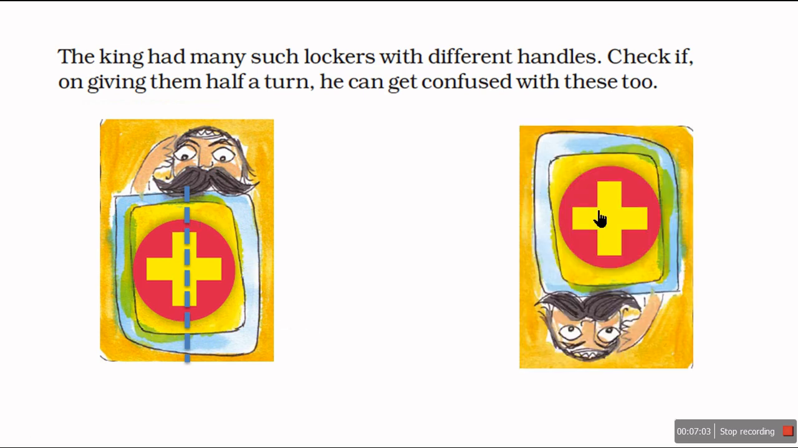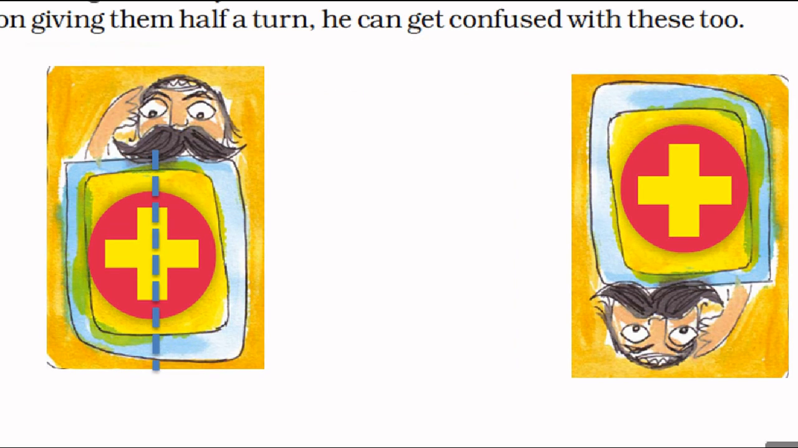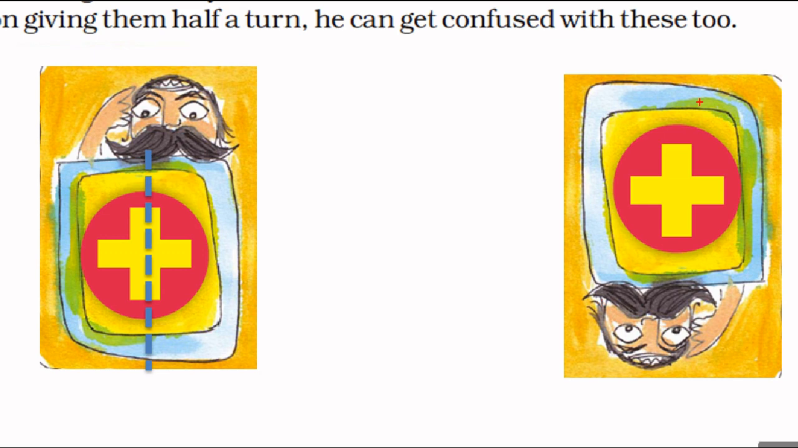Only this head. I have turned this head opposite, but this is the same because there exists a line of symmetry. If there exists a line of symmetry, a half turn doesn't make any difference in the shape. So the king was again confused by this, but what can be done? He can put another design here.